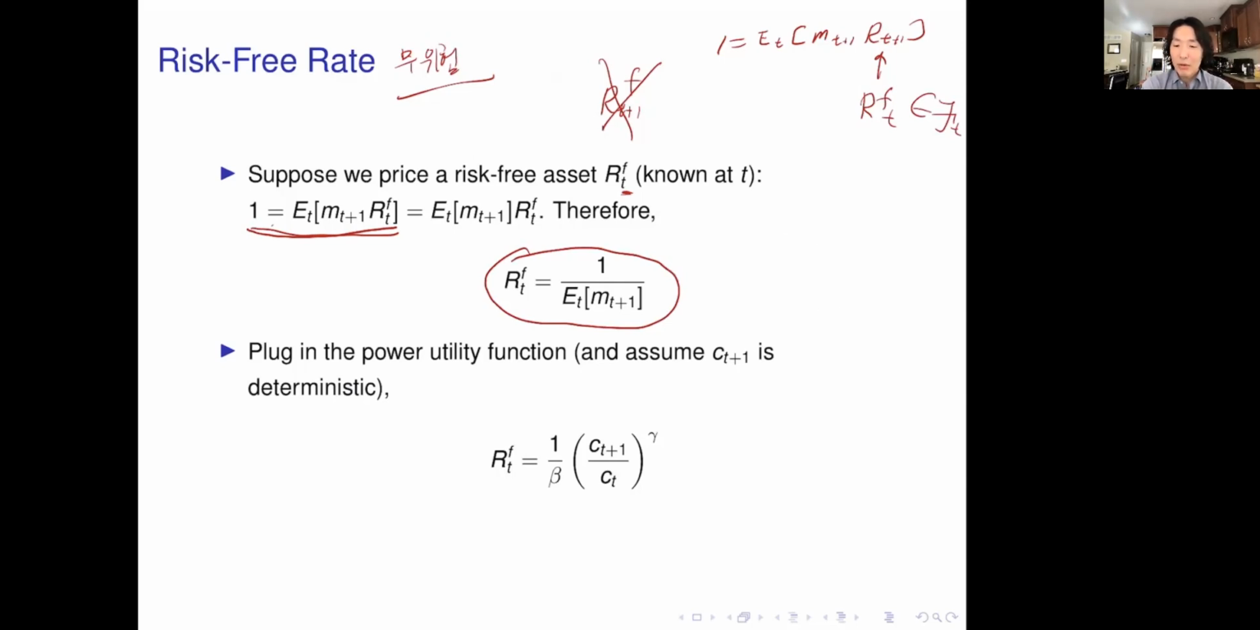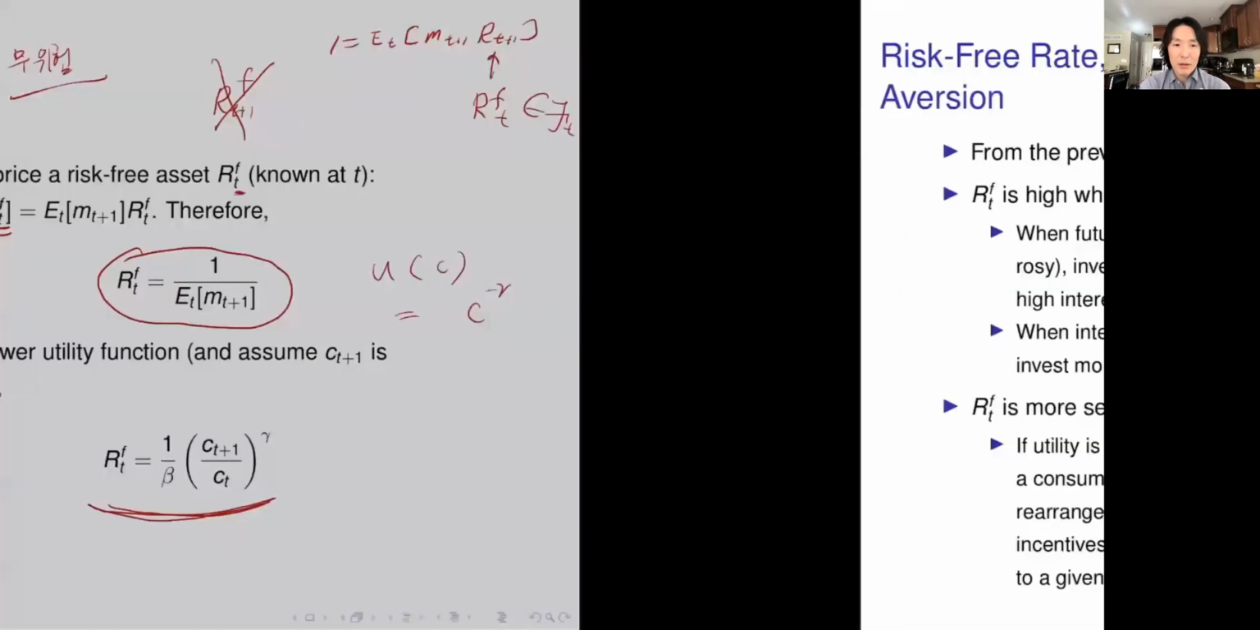파워 유틸리티 같은 경우에는 이게 어떻게 정의가 됐죠? 이렇게 정의됐잖아요. In the case of the power utility function, plug it in and you get this expression here. So based on the pricing equation, we can understand how risk-free rate or interest rates are determined in the economy. And let's see how that is going to happen.